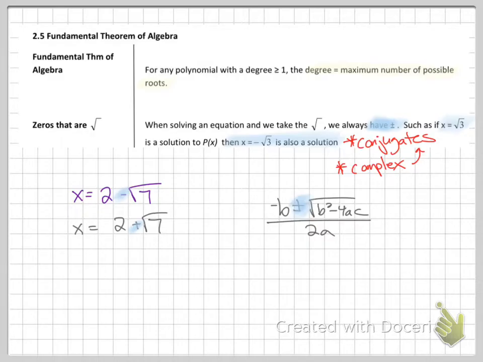Same idea for complex. If I told you x equaled 3 plus 5i, you would be able to say, okay, well that means x equals 3 minus 5i is another root. Only change the symbol in front of the i. Notice in both of these cases, the 2 didn't change and the 3 didn't change. Only the symbol in front of the square root or the imaginary piece.